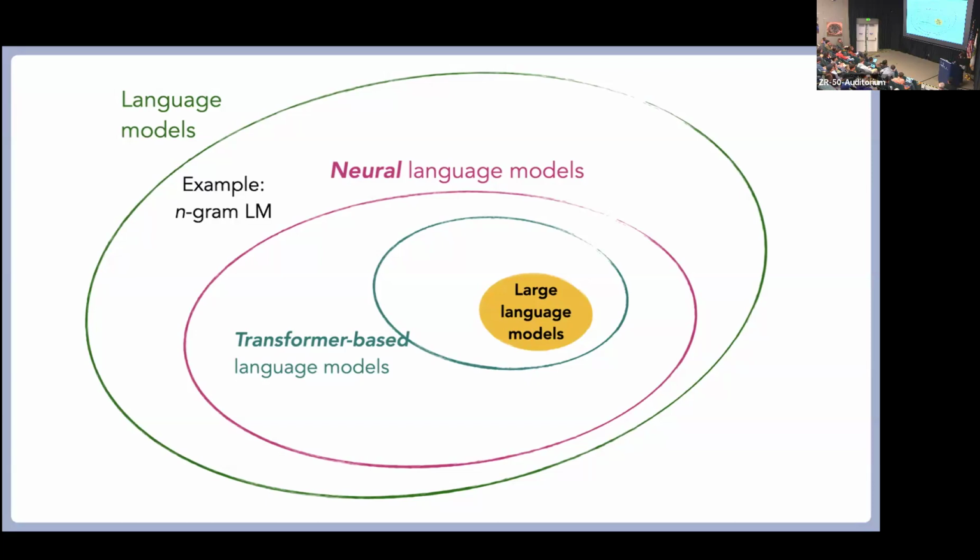What are examples of language models that are not neural models? There are models like the n-gram language model. For models that are neural but not transformers, there are models like LSTM-based language models. And for models that are transformer-based but not large, examples include GPT-2, which is one of the small models we saw earlier on. So there are many different taxonomies that we can put here. We'll not go into too much detail on each of them, except for the transformer-based language model.